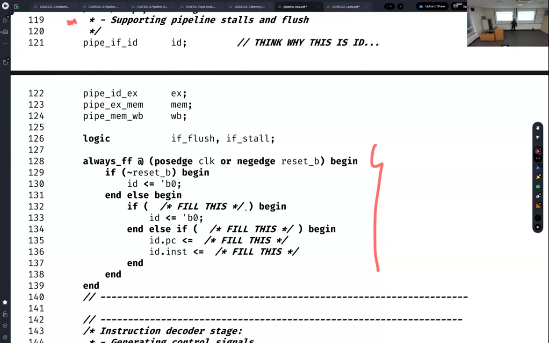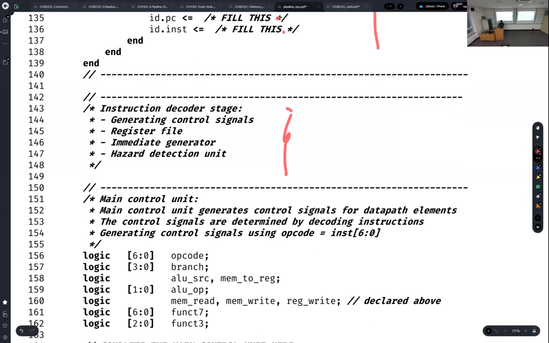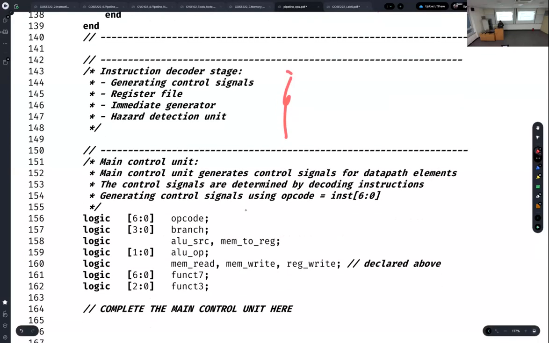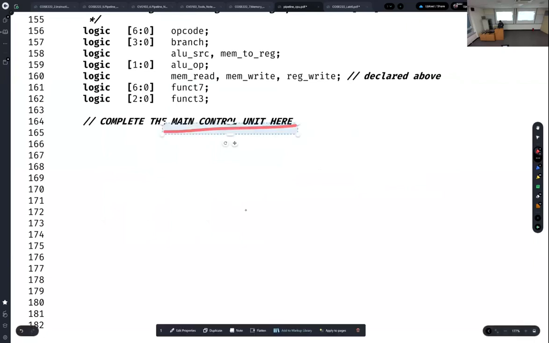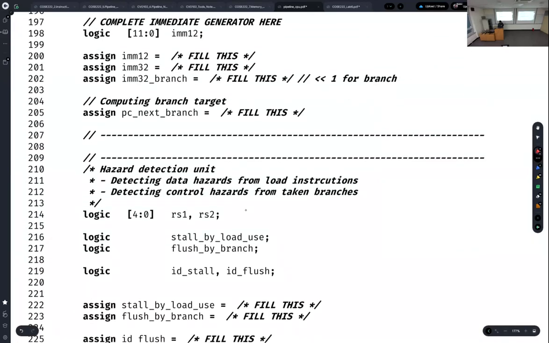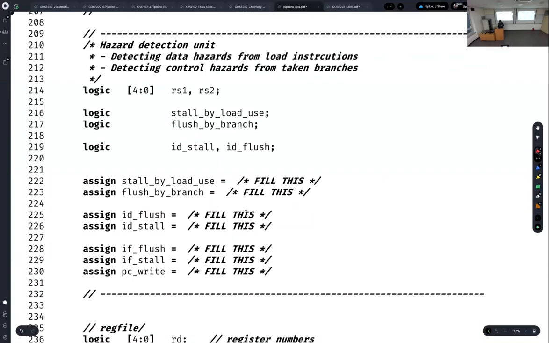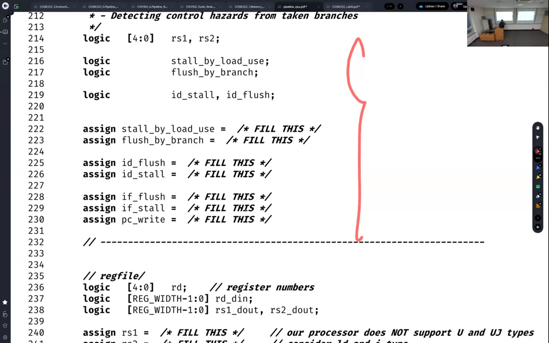Okay. So you need to fill this, but I already showed the answers, right? And then the instruction decoder stage. So please read the comments. Okay. And then the main control unit, and then complete the main control unit here, right? And immediate generator, branch target, and then hazard detection unit. So you need to design the hazard detection unit. Okay.